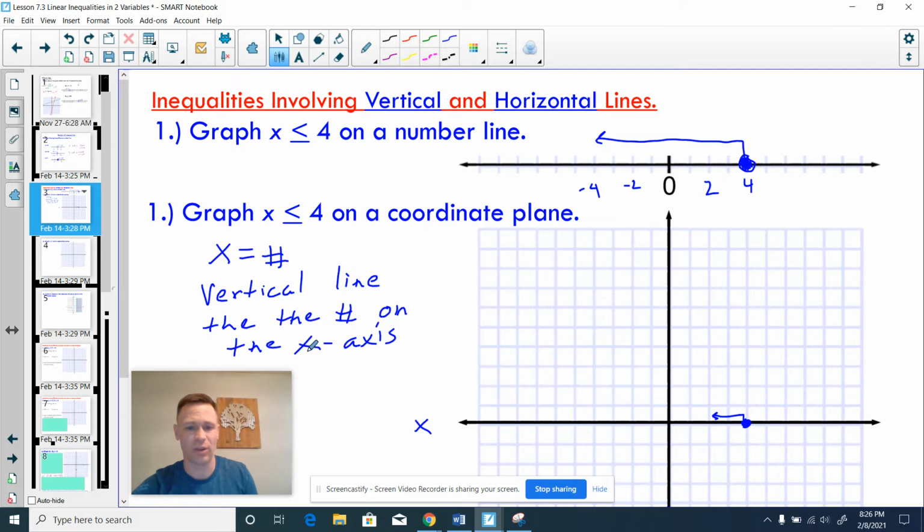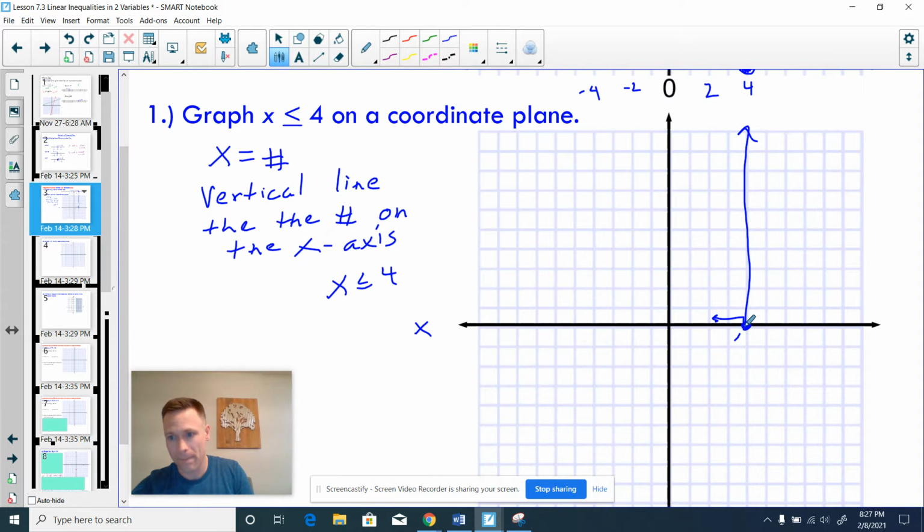So x equals a number. Well, this isn't x equals a number, right? This is x is less than or equal to 4. But we're going to think of it that way when we graph our initial line. And so x is less than or equal to 4. We want to think of it as a vertical line through 4. So here's my vertical line through 4. Okay, I'm going to scroll down a little bit here and get the whole thing.